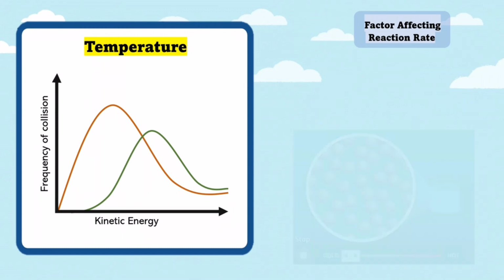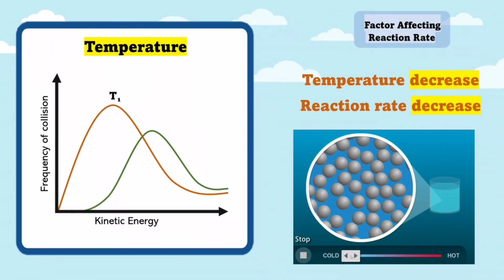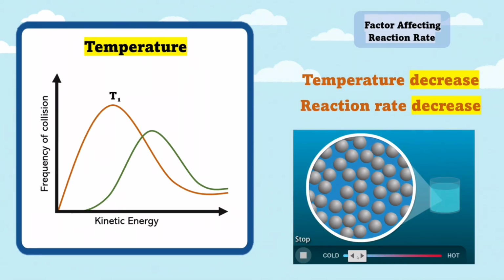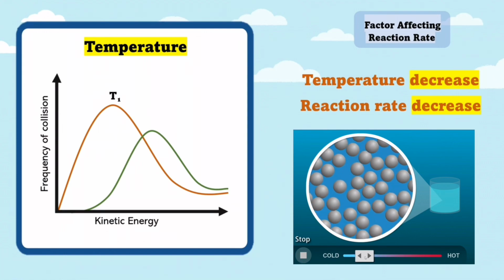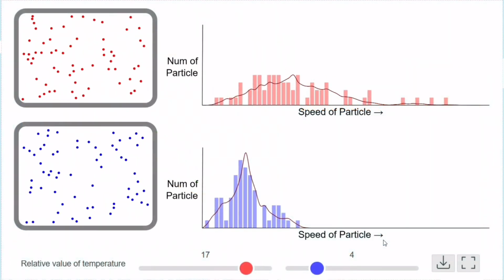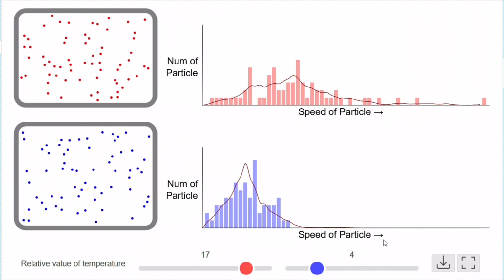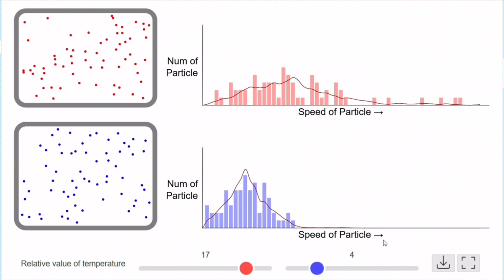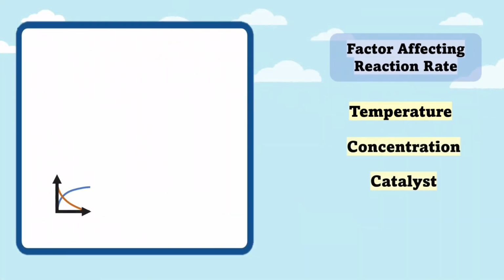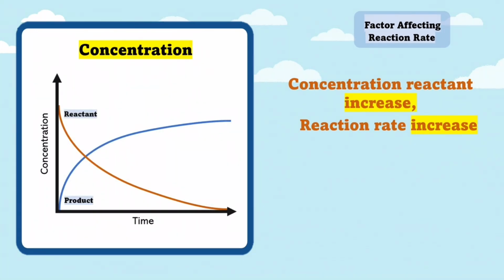At lower temperature, on the other hand, the molecules have less energy. Therefore, when we consider the Maxwell-Boltzmann distribution, the speeds of the molecules are lower and the distribution has a smaller range. As the temperature of the molecules increases, the distribution flattens out. The concentration of reactants affects the reaction rate. When the concentration of reactants increases, the reaction rate also increases, and vice versa.